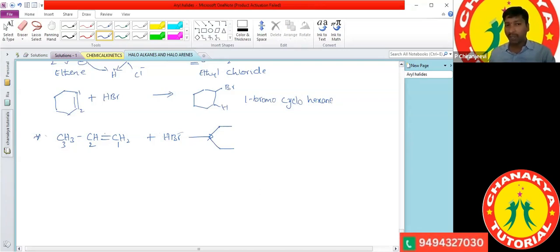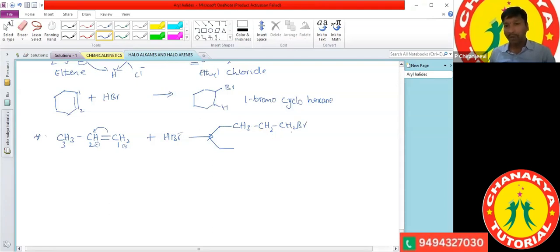First option: when these pi electrons are shifted onto this carbon atom, this carbon gets a negative charge and this carbon gets a positive charge. The negatively charged carbon atom attaches with the hydrogen, so we can write CH3. This CH carbon is converted into CH2, and the positively charged carbon atom attaches with the bromine, CH2Br.